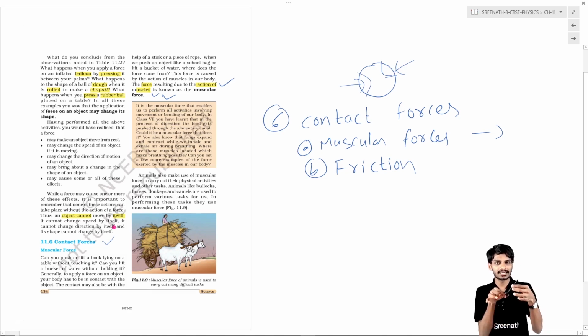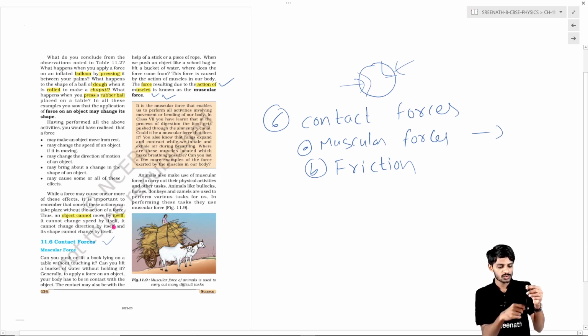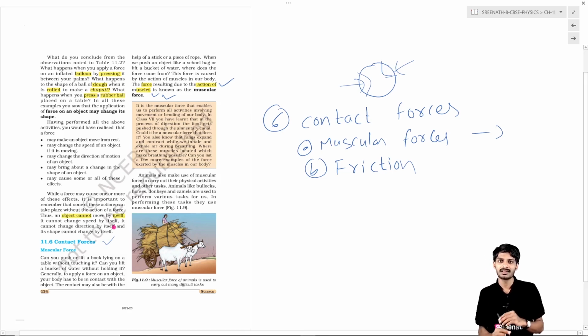I am pulling it. Interaction is there and I am pulling it. Pulling is called force. And how am I pulling? I touched it and dragged it. I and this pen have contact. So what is this force called? Contact force. Why? Because we are touching it, and by touching it, we are applying force. For that reason, it is called contact force.